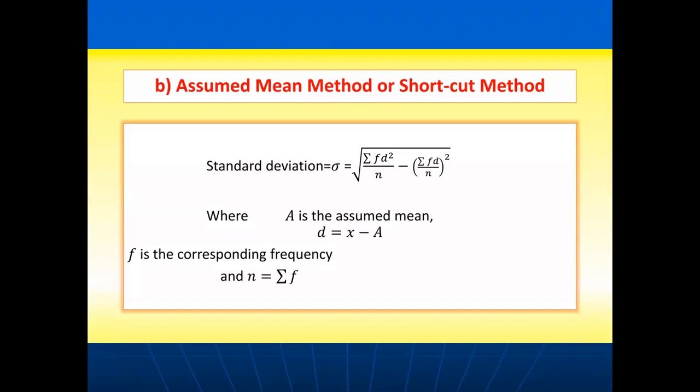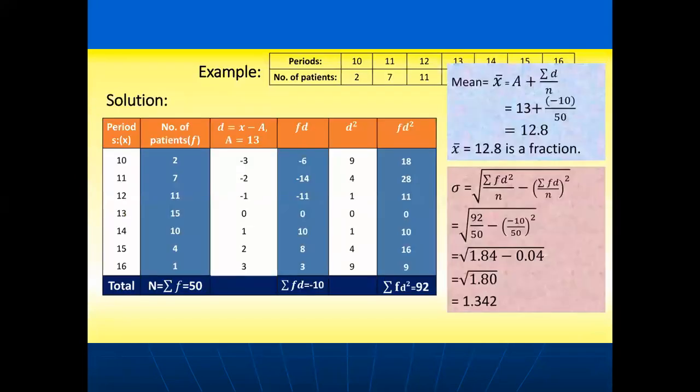Similarly, in case of shortcut method, we have to use this particular formula. So shortcut method basically uses the assumed mean method. So that means here we are going to assume some value to be the mean. So that is taken as a here. So let us take an example here.